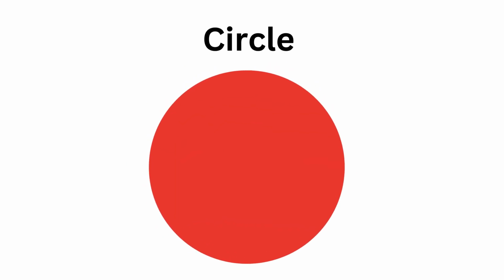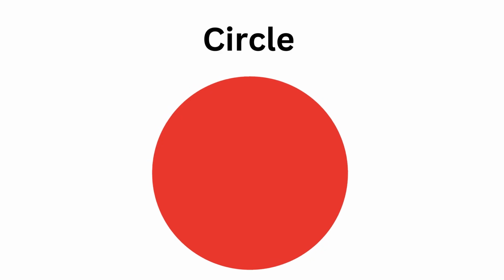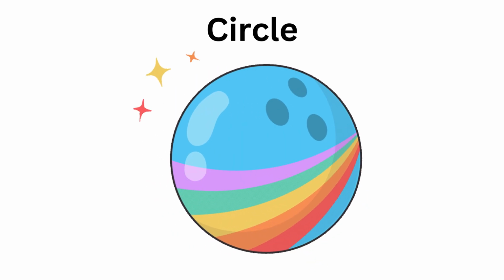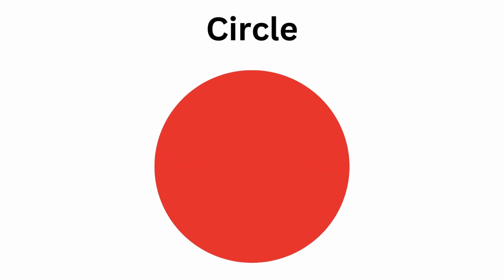This is a circle. What shape is it? Circle. This is a circle, round and round, rolling on the ground. Circle.